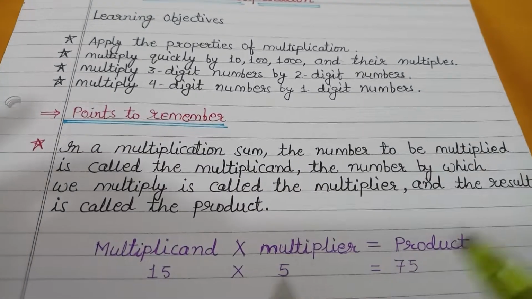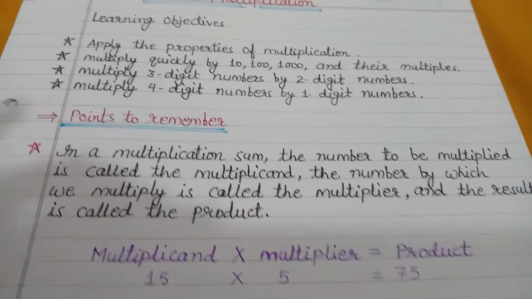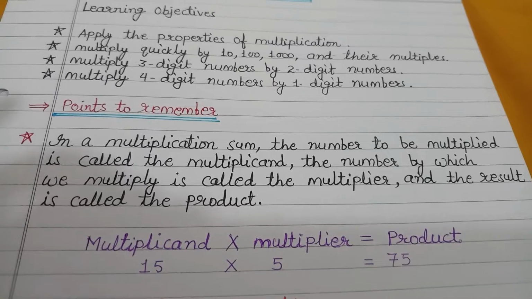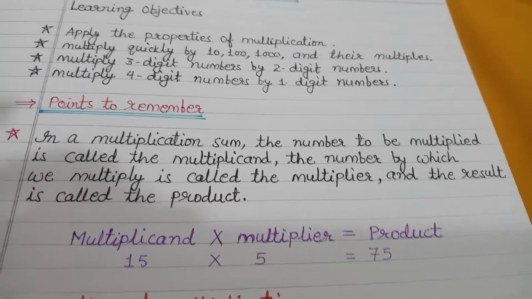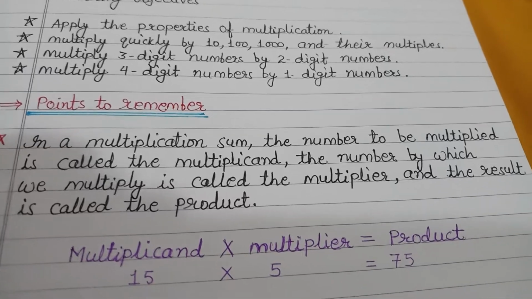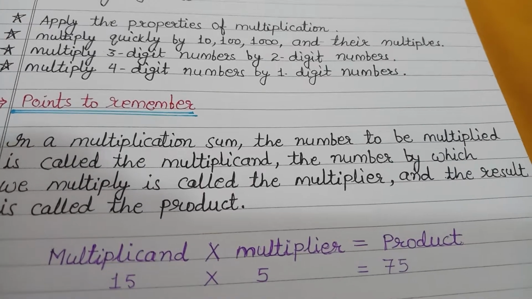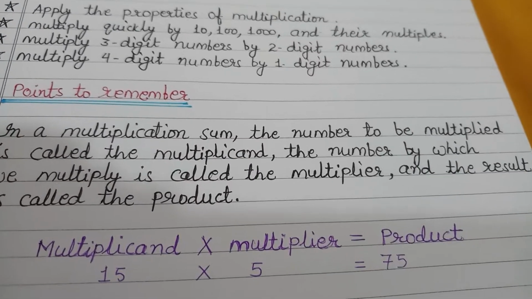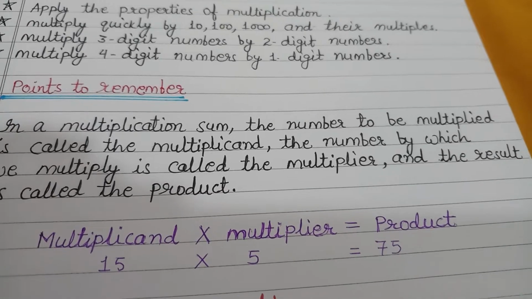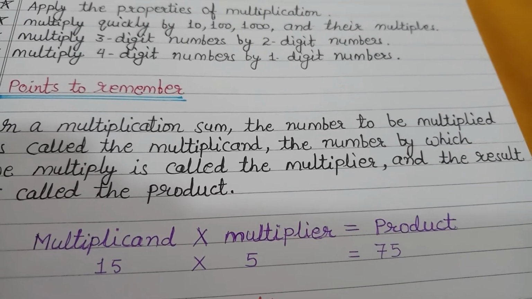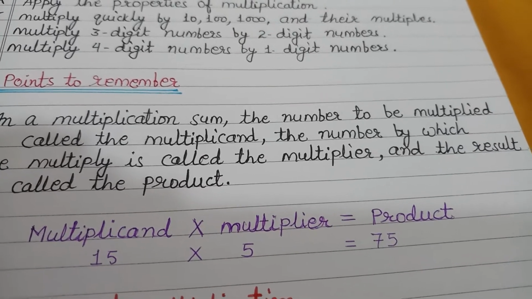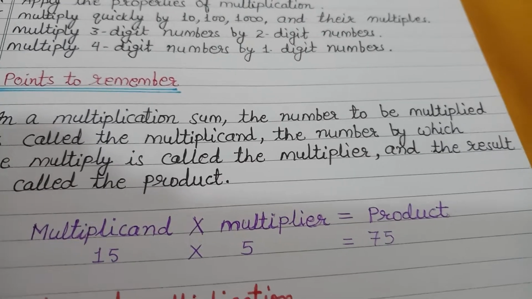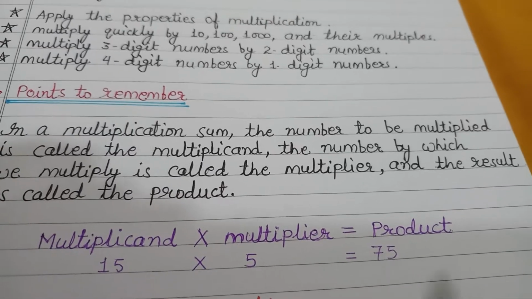First, we will go on to one point to remember. As we have learned, in addition, the numbers which we are adding are called addends and the answer is called sum. In subtraction, the number on the top is called minuend. The number which we are subtracting is called subtrahend and the answer is called difference.